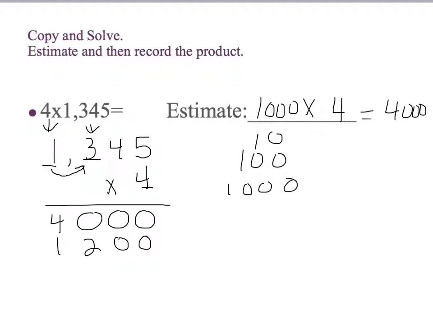Then we go to our tens. 4 tens times 4. 4 times 4 is 16, and a 10 has 1 zero. And then 5 ones times 4. 5 times 4 is 20. And then we add those numbers up. 4 plus 1 is 5. Okay?